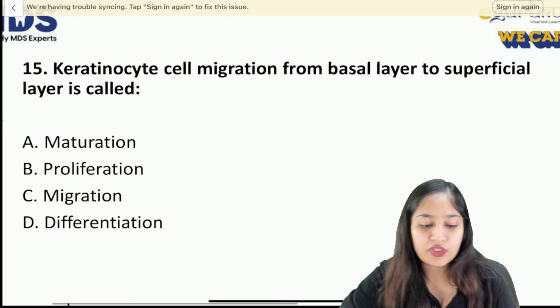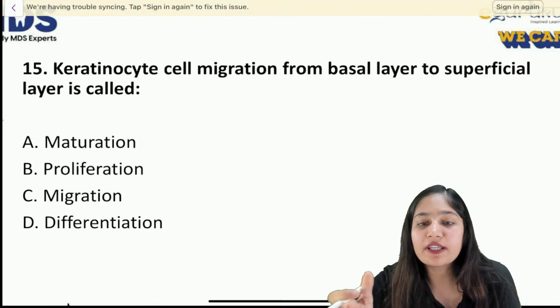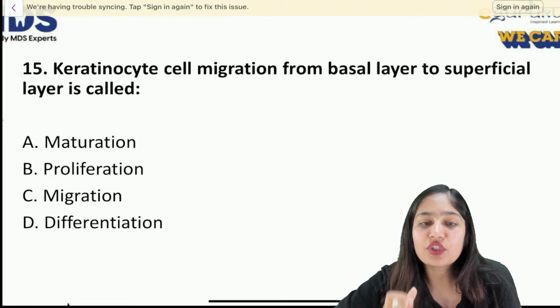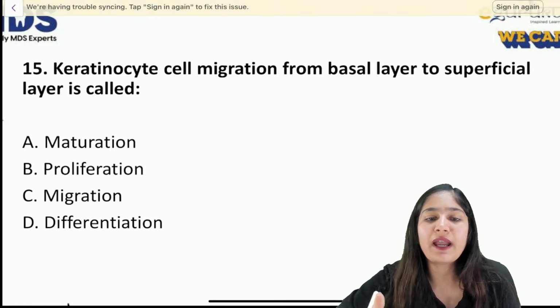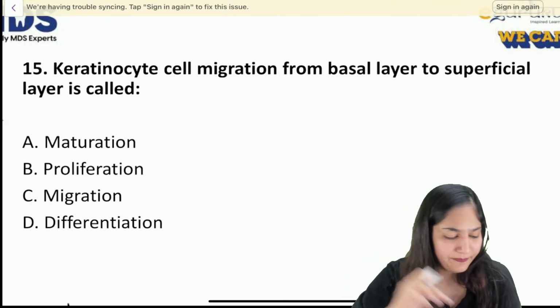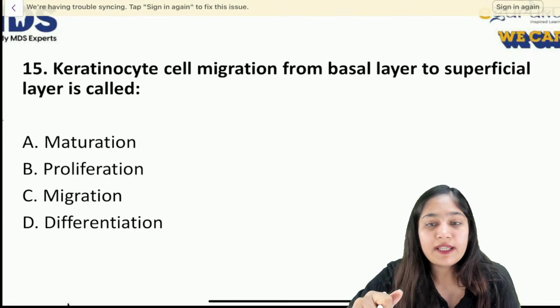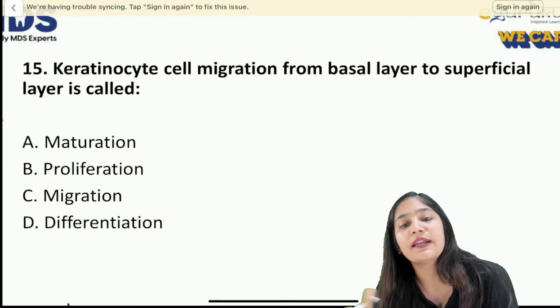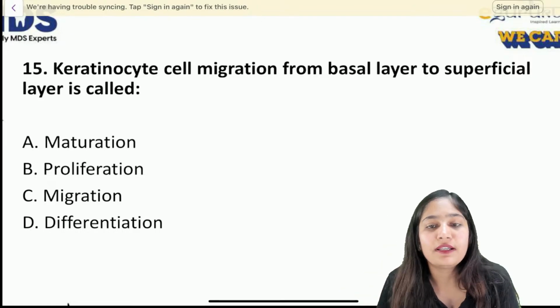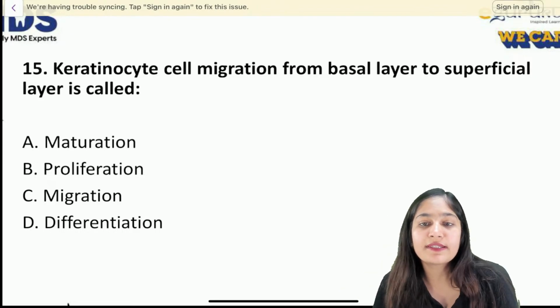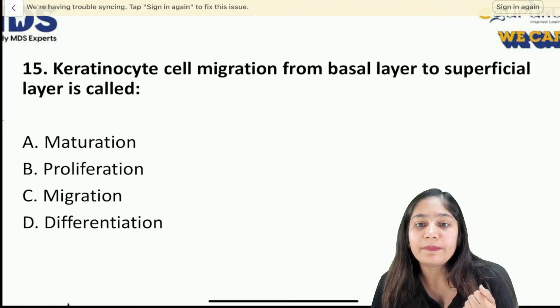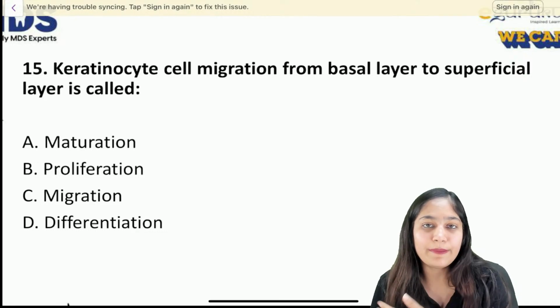Keratinocyte cell migration from the basal layer to the superficial layer is called: is it maturation, proliferation, migration, or differentiation? Yes, Nikesh, because ectomesenchyme is mainly derived from neural crest cells. So the rest of the tissues you can see, right? Odontoblast cells are derived from dental papilla, and dental papilla again is an ectomesenchymally derived structure.